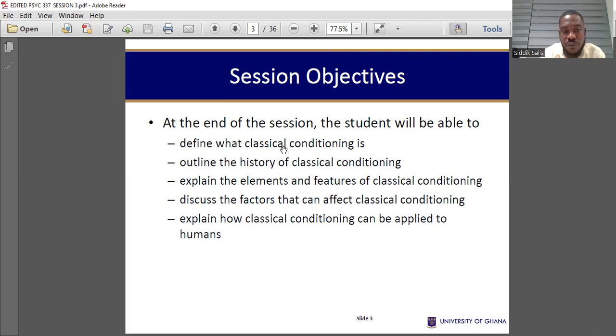Then we'll get into the written part of the slide. So let's take the first one, define what classical conditioning is. There are two words here, classical and conditioning. Most of us are familiar with the word classic. When we say something is classical, it means there is a precedent. Something has taken place before, some time ago. So we refer to classical conditioning.